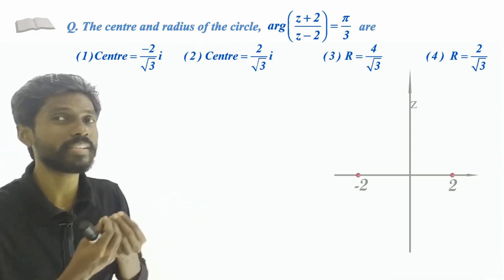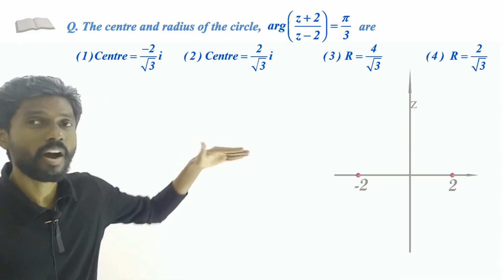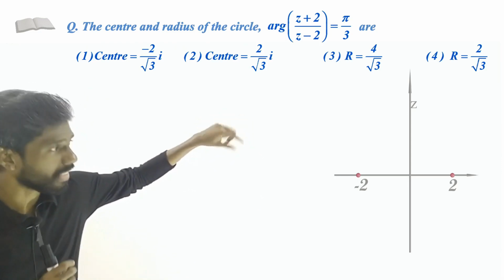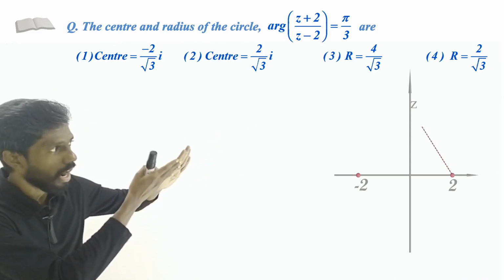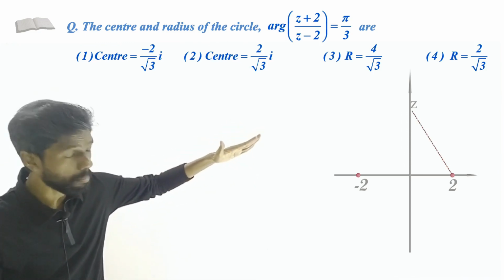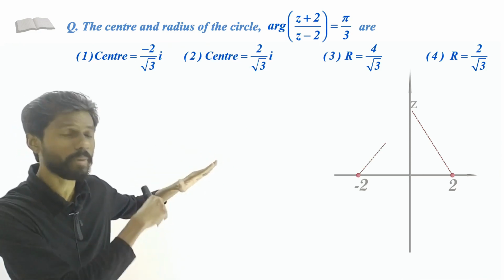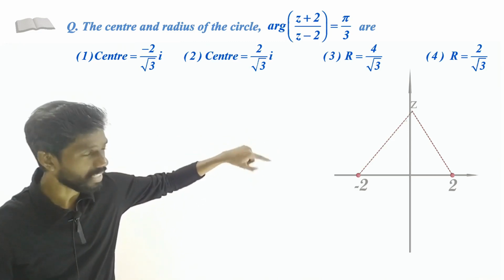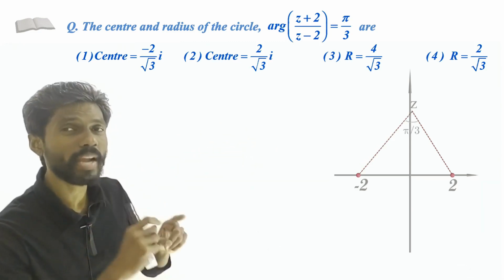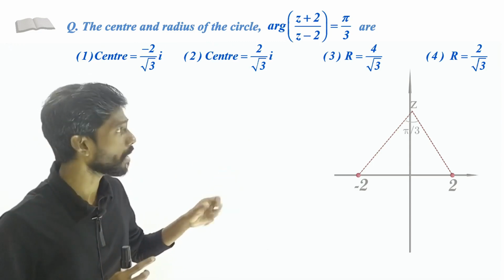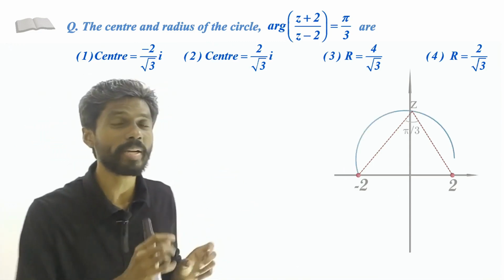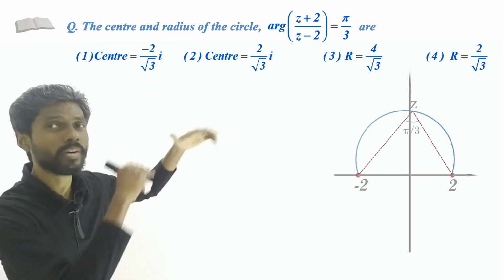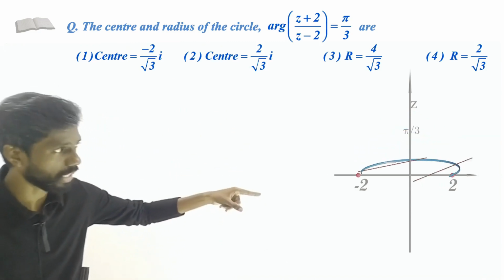So where is the point z? Does it lie above the x-axis or below the x-axis? Suppose the point is above the x-axis, say here. Then what is this angle? The argument of z plus 2, z minus 2, so this angle is the argument of (z minus 2) divided by (z plus 2). But what is given is different. What is given is the argument of (z plus 2) divided by (z minus 2). That means it is not the point above the x-axis, it is below the x-axis, right? So take the point below the x-axis.